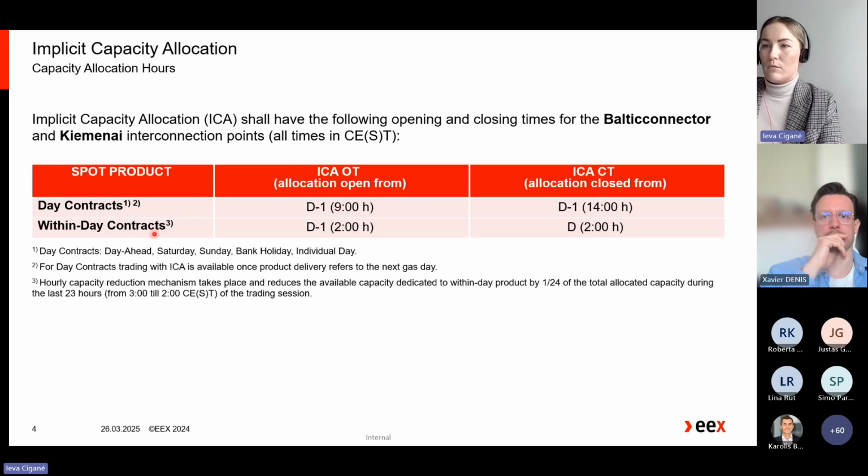But before that, I would like to mention that within day contract for trading will be available from 2 at night to 2 at night the other day. And also important to note, so you would understand what's happening in the order books, that for the within day hourly capacity reduction mechanism will be in place, which as of the second hour of trading within day contract will start reducing capacities by 1/24. This is related to TSO's technical capabilities and to ensure that during the last hour they will be able to transport the gas across the border.